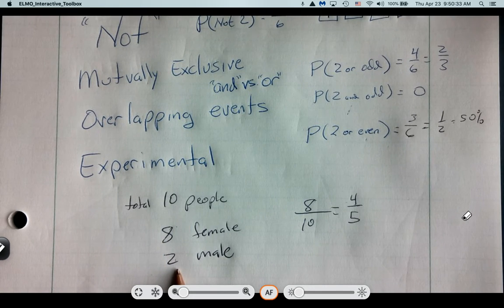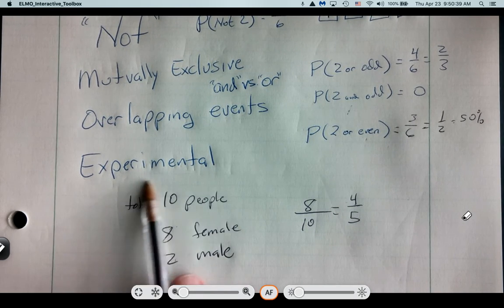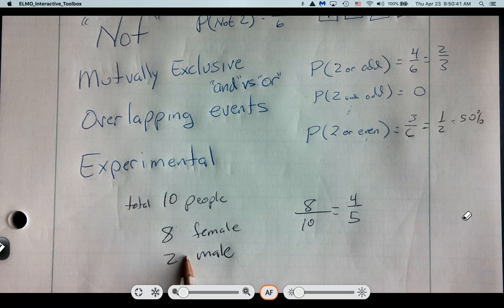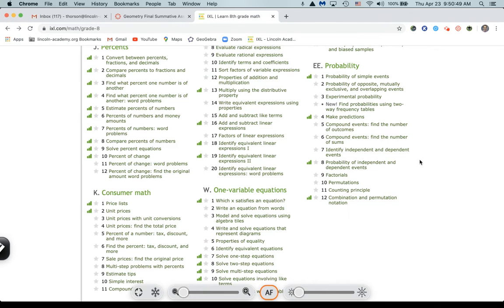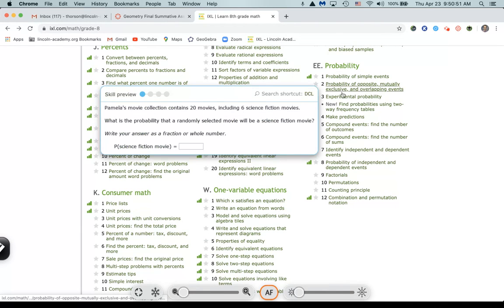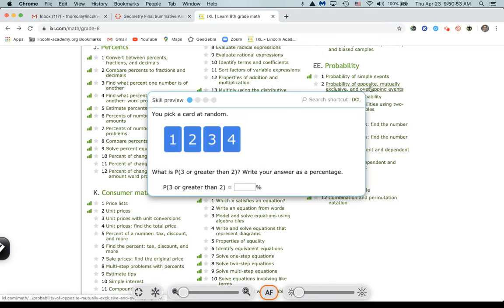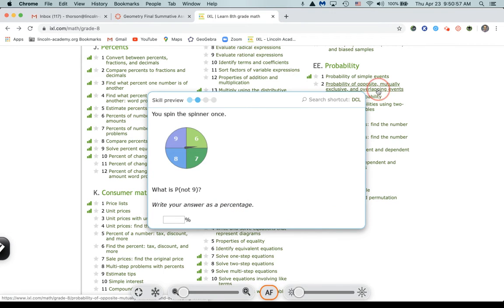So that's what's experimental. We don't necessarily just use, well, okay, there's a 50-50 chance that it's male or female. No, we look at what's happened in the past and we use that to predict what's going to happen in the future. So today's homework, again, I'm going to go now to here, the first one is just probability of opposites, which is not mutually exclusive and overlapping. That one should be pretty simple.